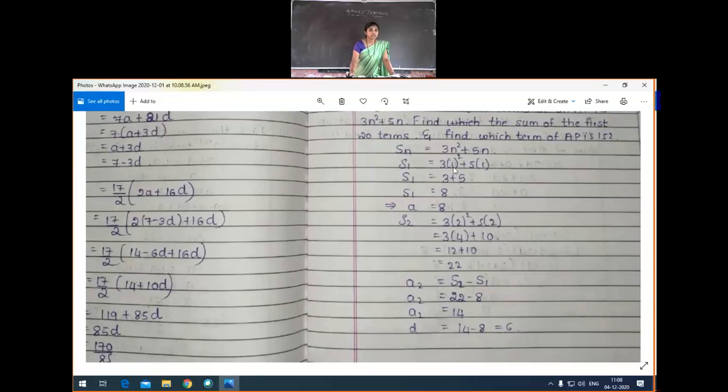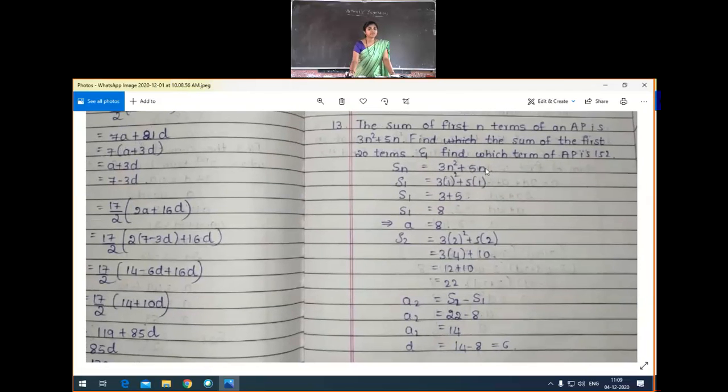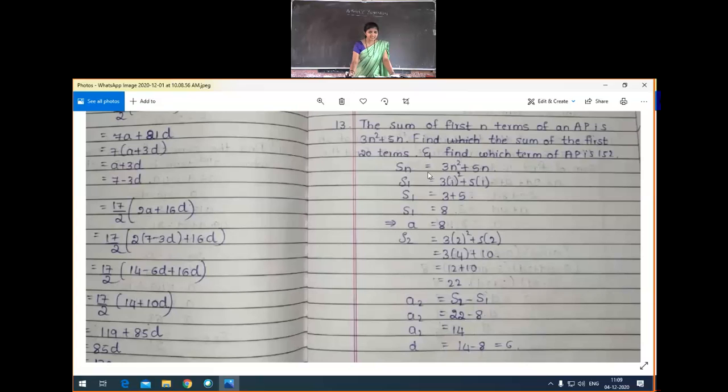Okay. So here the sum of n terms is already given. Sn is equal to 3n square plus 5n. So the sum of n terms is given actually. So we have to find out a. How to find out a and d here? Sn is equal to 3n square plus 5n. If we substitute n is equal to 1, we'll get the sum of one term, only one term.